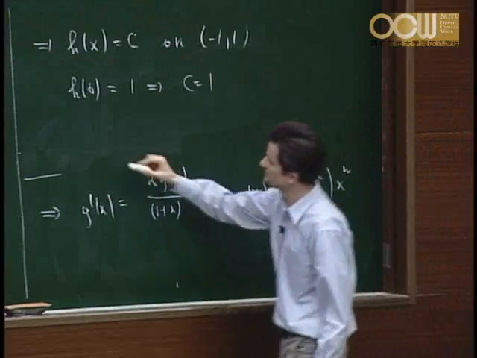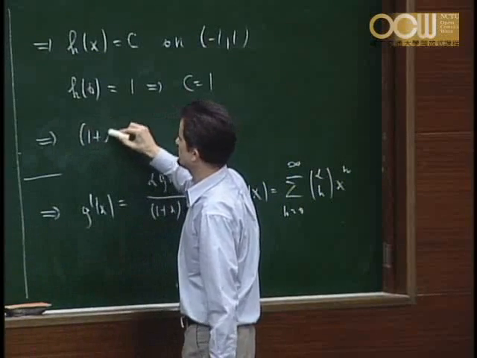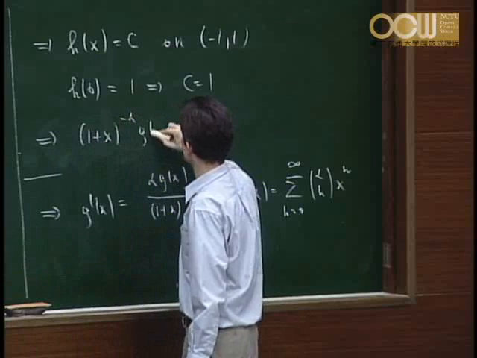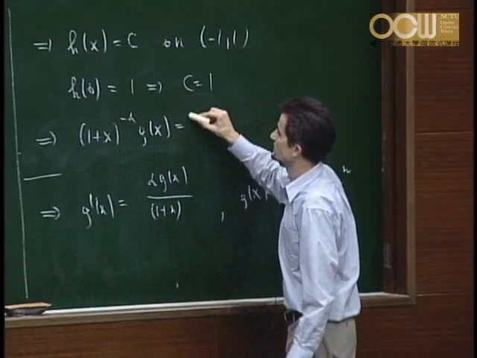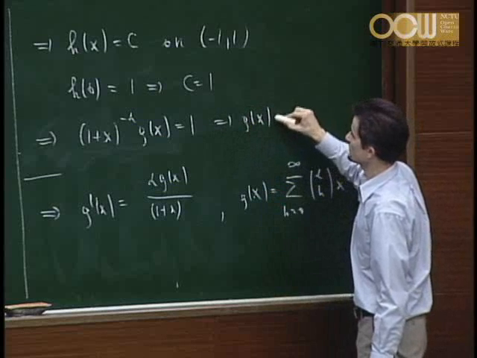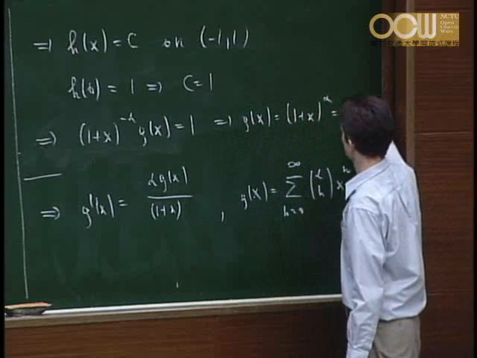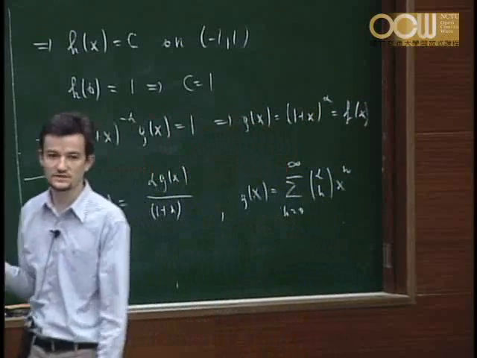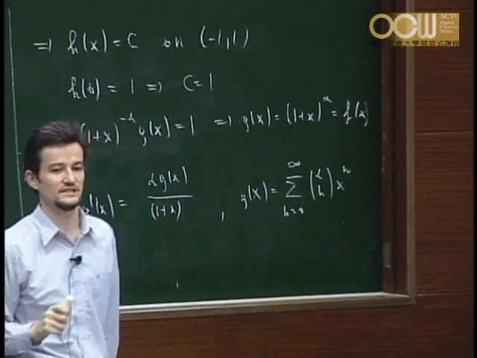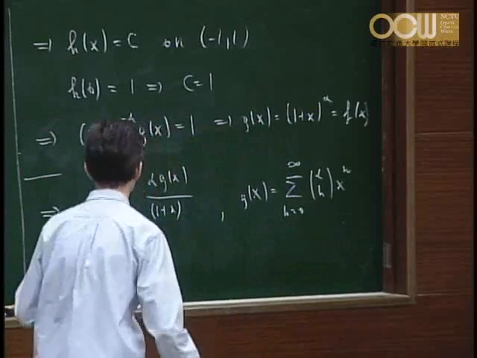So you see that, okay, what you get is (1 plus x) to the minus alpha times g of x is equal to 1. But this means that g of x is equal to (1 plus x) to the alpha, which is f of x. Okay, finished. But you see, this is very tricky, and this of course just works for this function here.